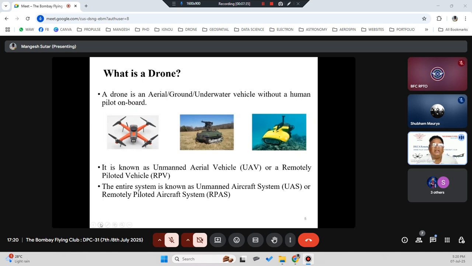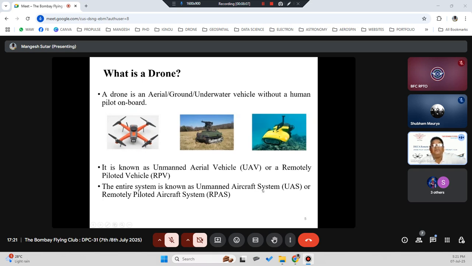Okay, so what is a drone? A drone is nothing but an aerial, ground or underwater vehicle without a human pilot on board. That is the definition of an unmanned aerial vehicle. Without a human pilot on board, it is known as an unmanned aerial vehicle or remotely piloted vehicle. Here this is only a vehicle, so that's why it is RPV.